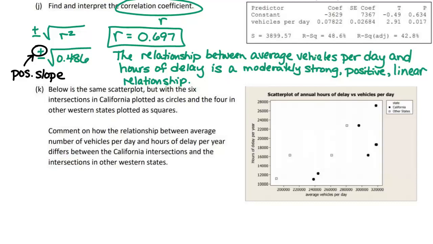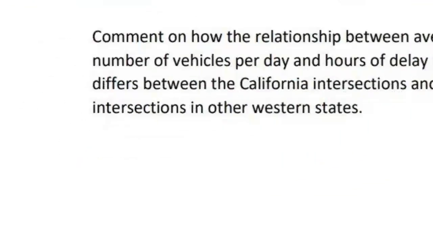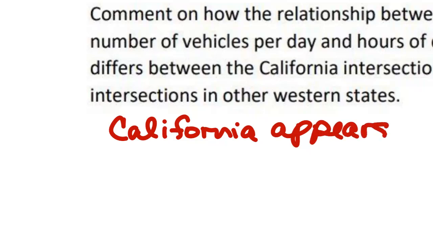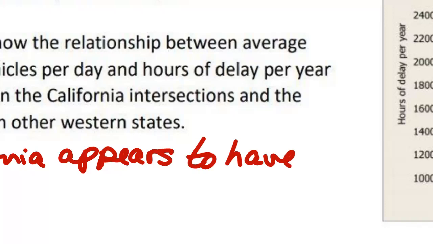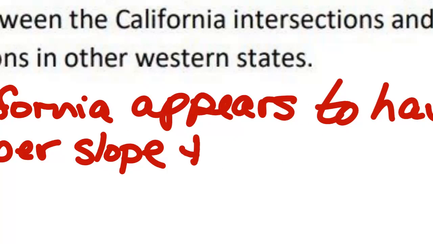So if I'm looking at just California, I'm going to use some different colors up here. California. So there's California. Other Western states, I'm going to do them in blue. What do you think? If you were going to compare slopes for those lines of best fit, do they have about the same slope? Does one have a steeper slope than the other? California seems to have a steeper slope than the other Western states.